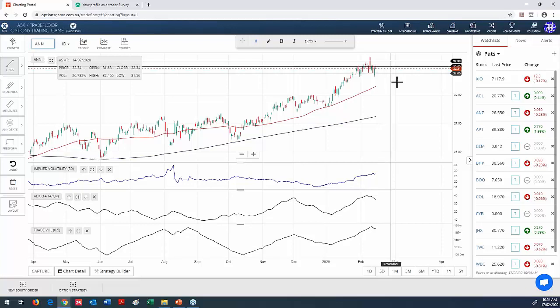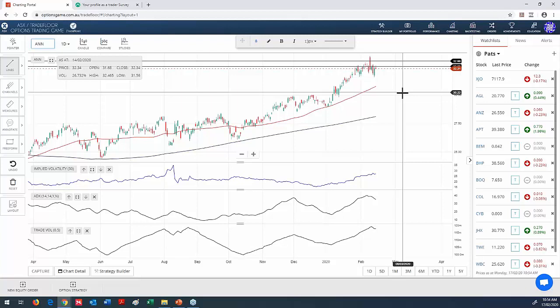Around the 32.50 level, there's a bit of price action. So this is a breakout trade. It has had a strong breakout since the beginning of the year. It's been flagged by scanners many times since the beginning of 2020.